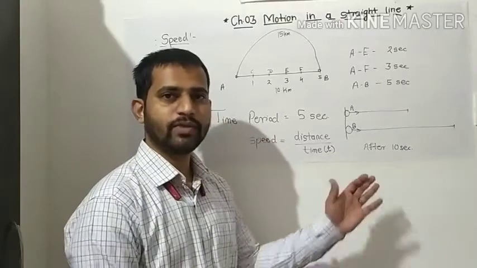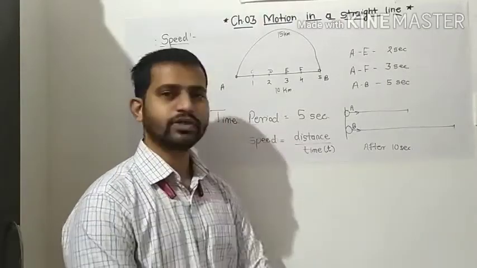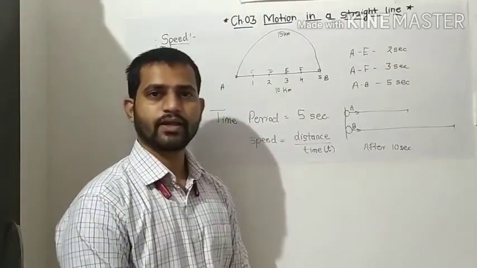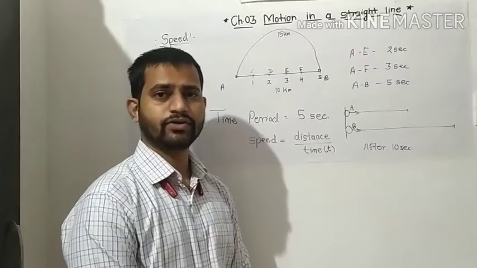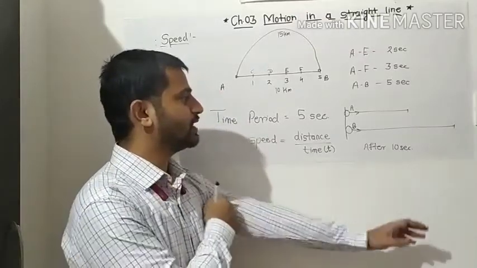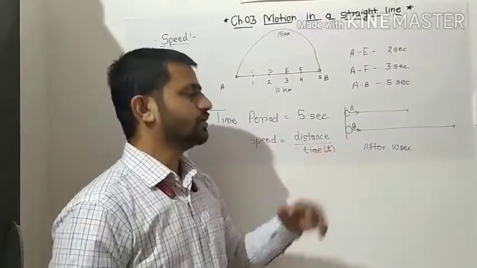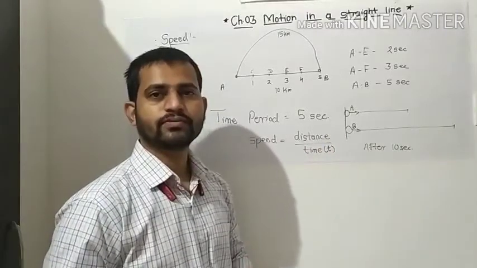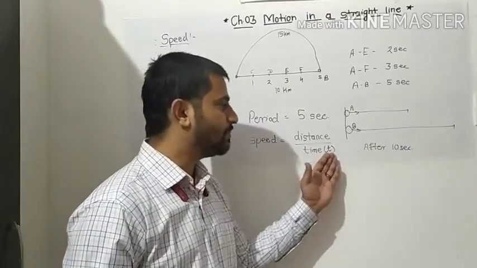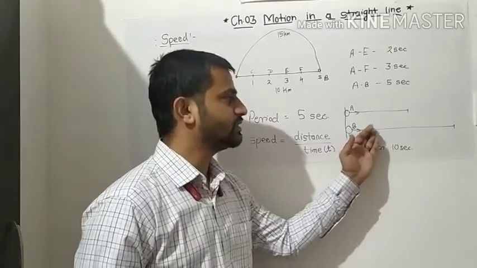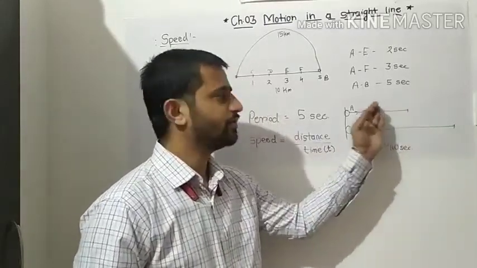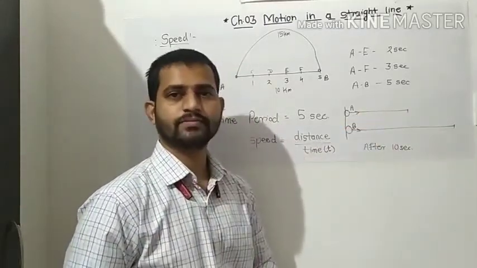Okay, it is point B, because speed is directly related to the distance. That's why we can say here that the speed of the B object is more, because in the same time period of 10 seconds it has covered a longer distance compared to the point object A.